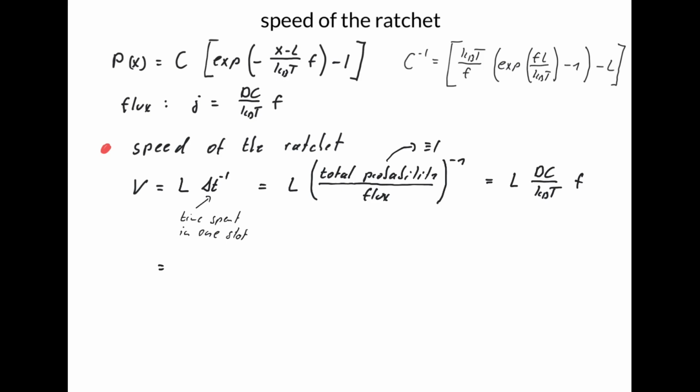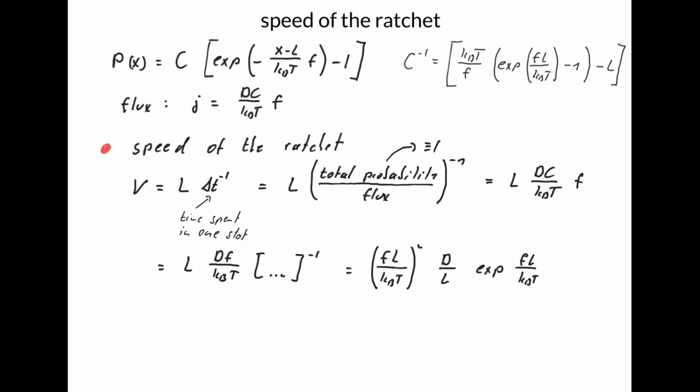Now, filling in also the constant, we finally derive the velocity and the speed of the motor as a function of the force: v is equal to (FL divided by kBT) squared times D divided by L, divided by e to the power FL divided by kBT minus FL divided by kBT minus 1.